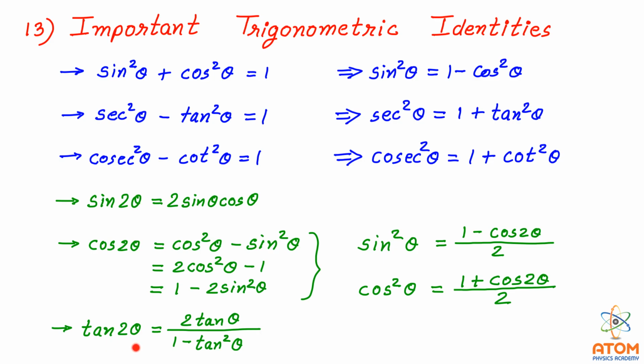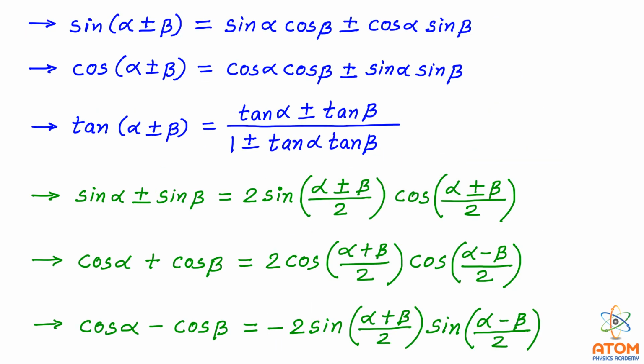Now tan 2 theta is equal to 2 tan theta upon 1 minus tan square theta. Let us see further. Sin alpha plus or minus beta is equal to sin alpha cos beta plus or minus cos alpha sin beta. Cos alpha plus or minus beta is equal to cos alpha cos beta minus or plus sin alpha sin beta. And tan alpha plus or minus beta is equal to tan alpha plus or minus tan beta upon 1 minus or plus tan alpha tan beta.